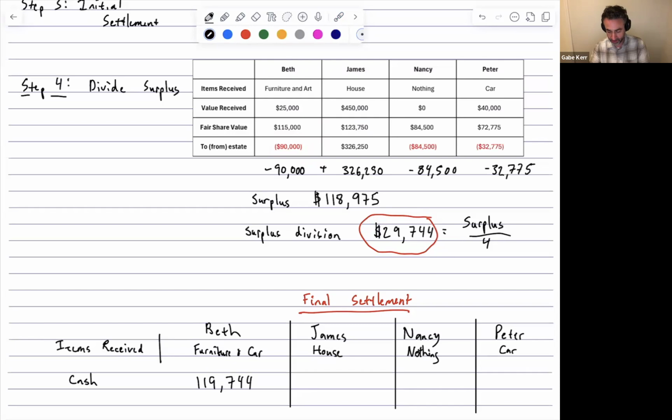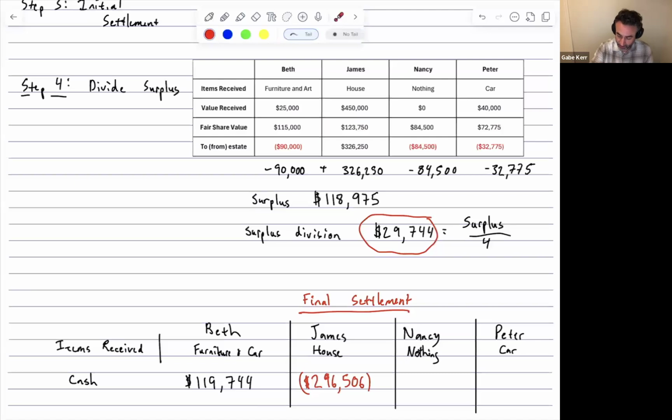James, on the other hand, had to pay $326,250 to the estate, but then was reimbursed a small amount of that, the division surplus. And so we can subtract the division surplus from the amount that he had to pay, and that will mean that he had to, we'll write it in red, pay $296,506. This is in red because that's actually paid to the estate, or owed to the estate.